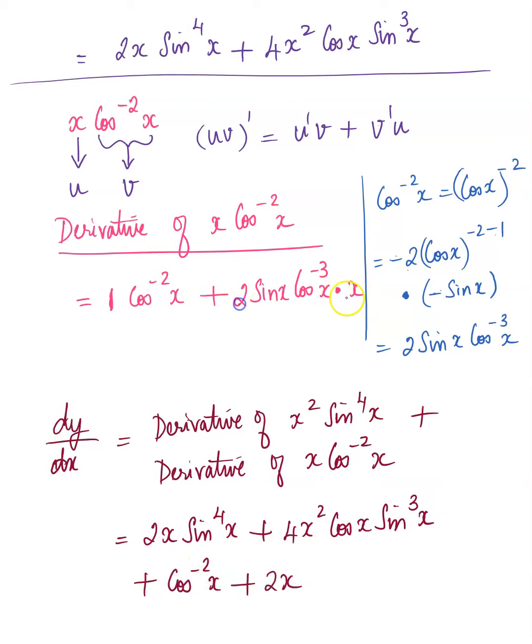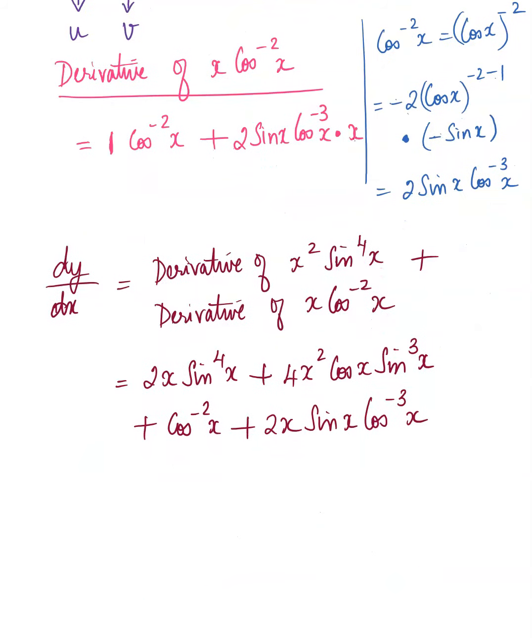And the x, I'm going to bring this 2 and this x in the front. Sine x cosine negative 3x. U prime v plus v prime u. So remember to multiply by the times x in the end. And so this will be your answer. Actually, it looks complicated again, but you have actually found the derivative here.